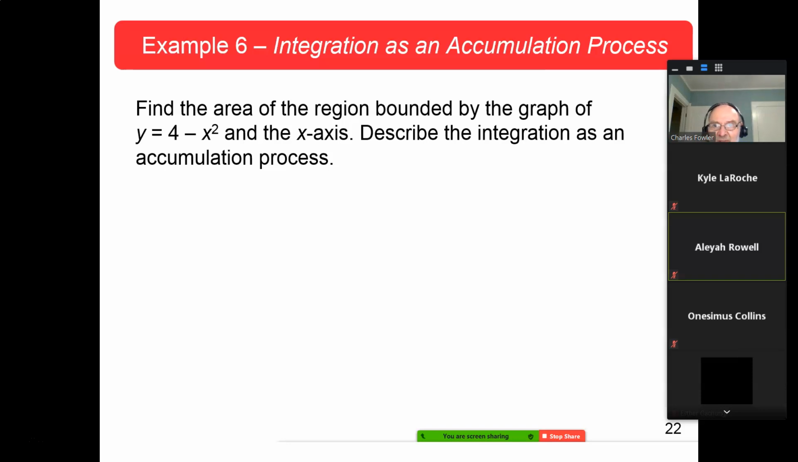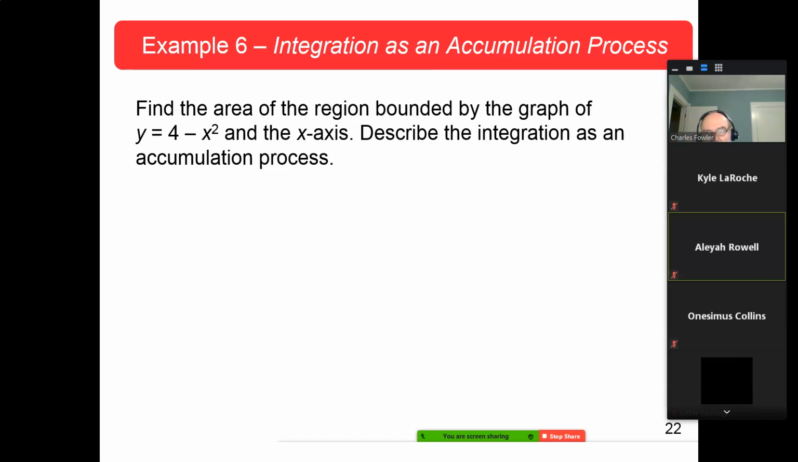Find the area of the region bounded by the graph of y equals 4 minus x squared and the x-axis. It says describe the integration as an accumulation process. And frankly, I don't even know why they bother with this. It's basically the same thing we were doing before, but let's see.